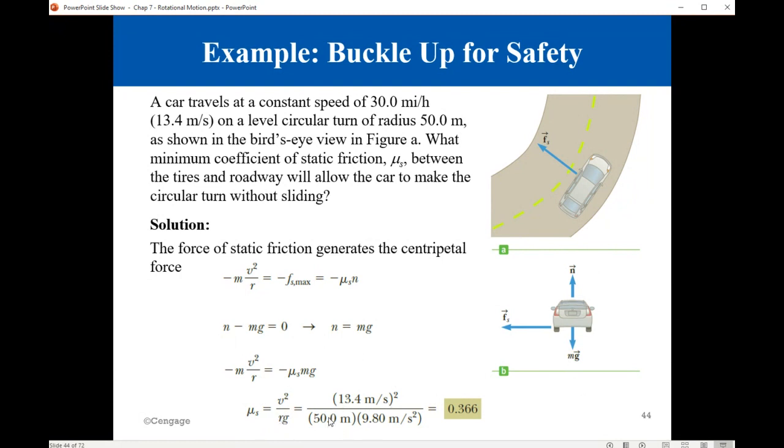v squared over rg. Okay, when you plug in the numerical values for v, 13.4 meters per second, and for r it is 50 meters, and g 9.8 meters per second squared. Evaluate. So the coefficient of static friction is 0.366. Okay, this is the coefficient of static friction needed to maintain this motion, friction between the tires and the road.